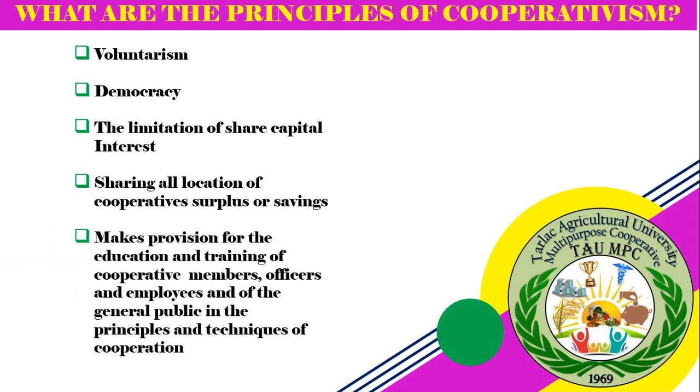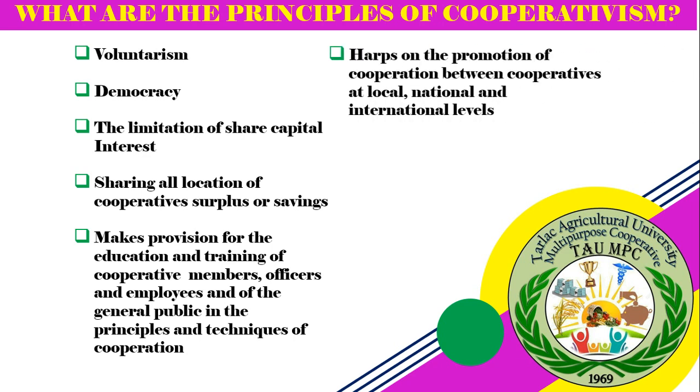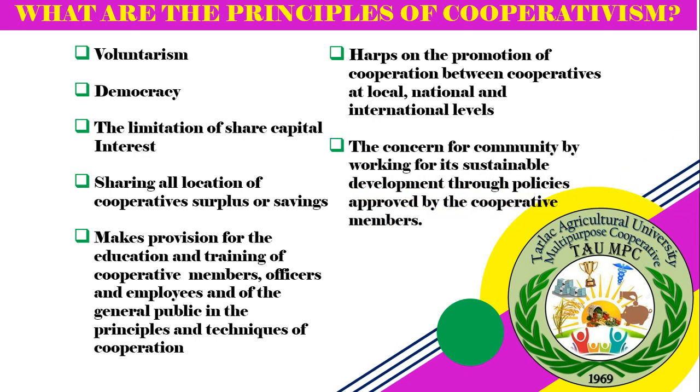The fifth principle makes provisions for the education and training of cooperative members, officers, and employees, and of the general public in the principles and techniques of cooperation. The sixth principle harps on the promotion of cooperation between cooperatives at local, national, and international levels. The seventh principle is the concern for community by working for its sustainable development through policies approved by the cooperative members.